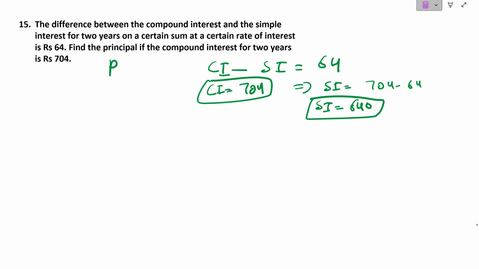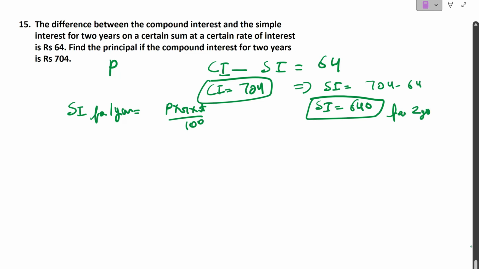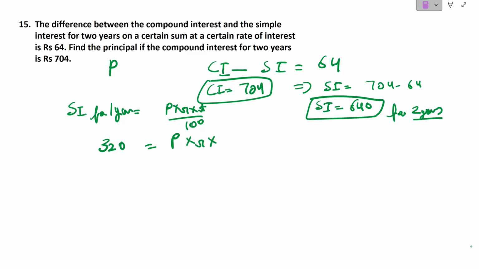Now what is the simple interest for 1 year? What is simple interest? It is principal into rate into time upon 100. And since the simple interest is 640 for 2 years, for 1 year it would be 320, because simple interest remains the same for each consecutive year. So simple interest for 1 year is 320 and what is the principal? We don't know P. And what is the rate? We are not aware of the rate till now. So P into R, time 1, upon 100.